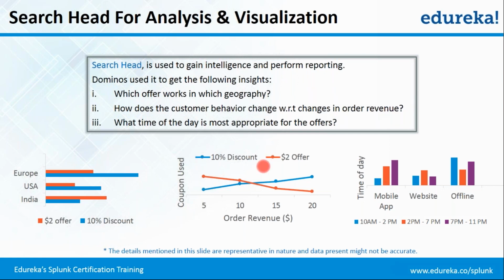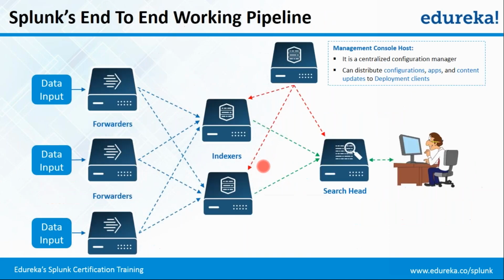Let me now explain the concept of distributed searching and show you how the data flows through the different Splunk components along with the deployment server. As you can see from this image, we have three forwarders which collect the data from the source and forward them to a couple of indexers. These indexers process the data. The search head receives a search request from the user and sends it to the indexer. The indexer then searches the data locally and can also distribute that search request to another indexer.